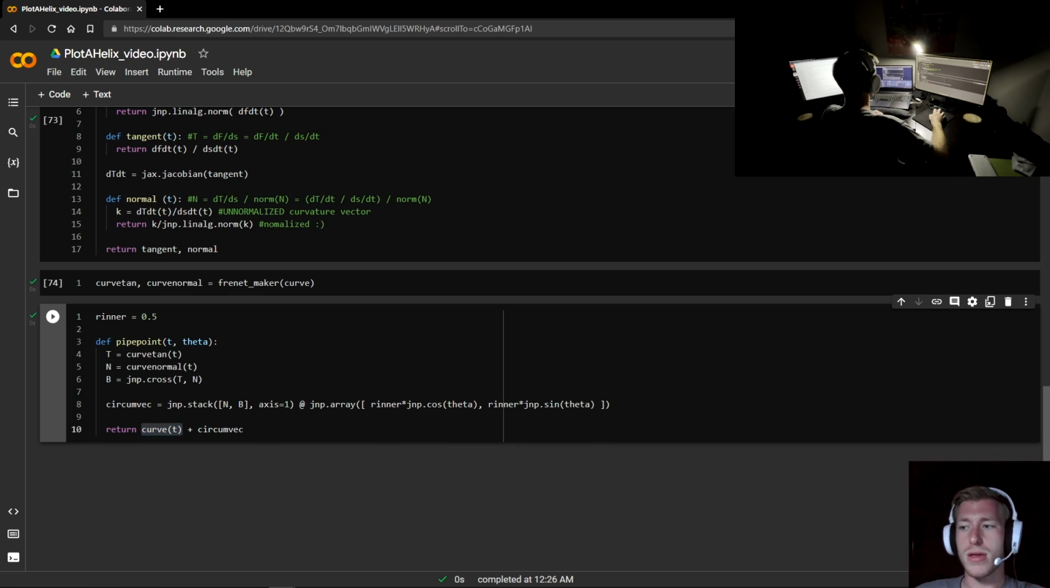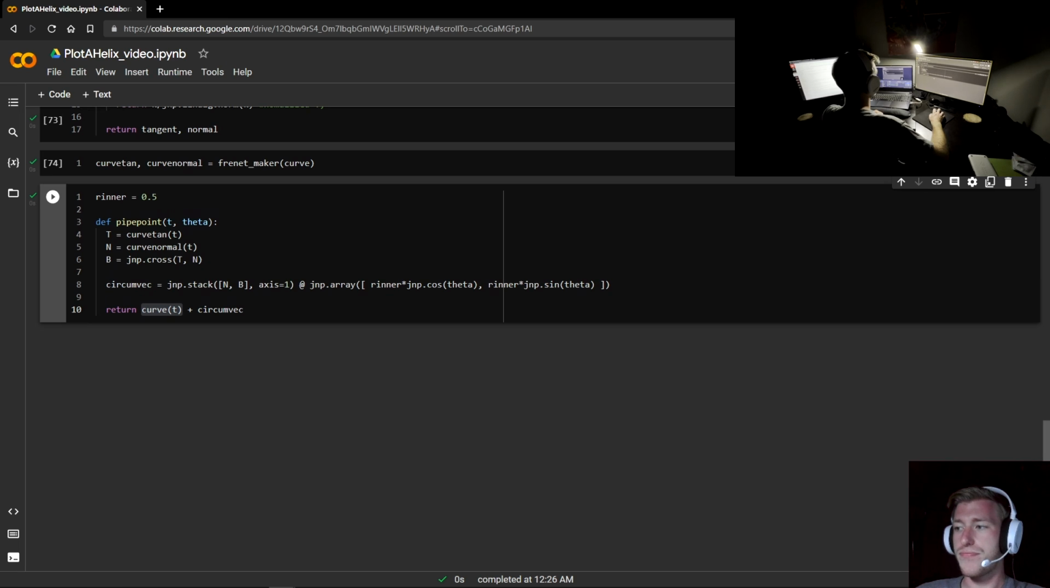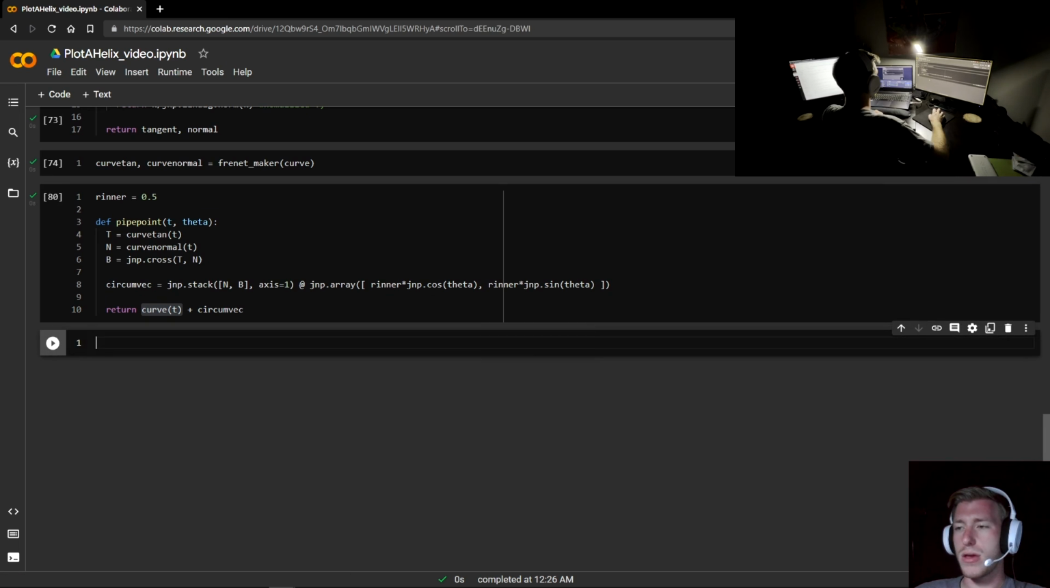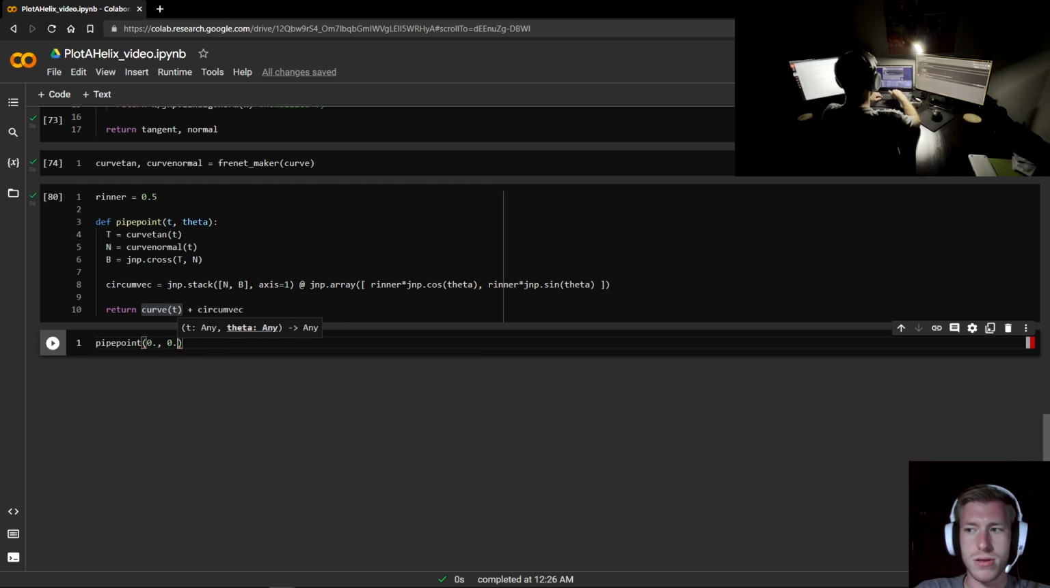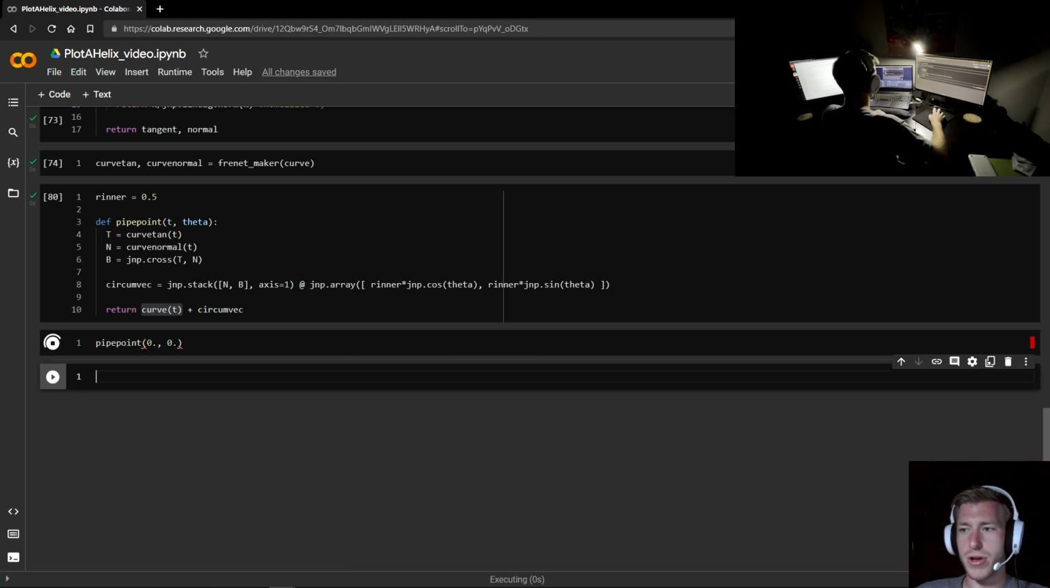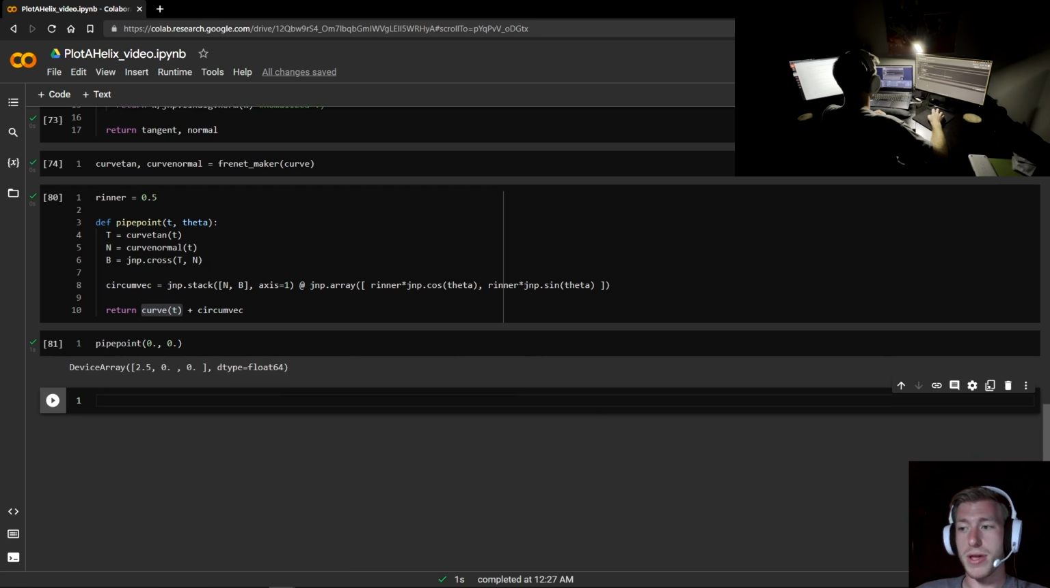So if this works, it says it worked. So, for example, if I were to run pipe point at t equal to 0, so 0 point, and I were to run it at JNP angle of just 0, an angle of 0, that will just work. Here we go. So we've got a location of 2.5, 0, and 0. So what does that mean?